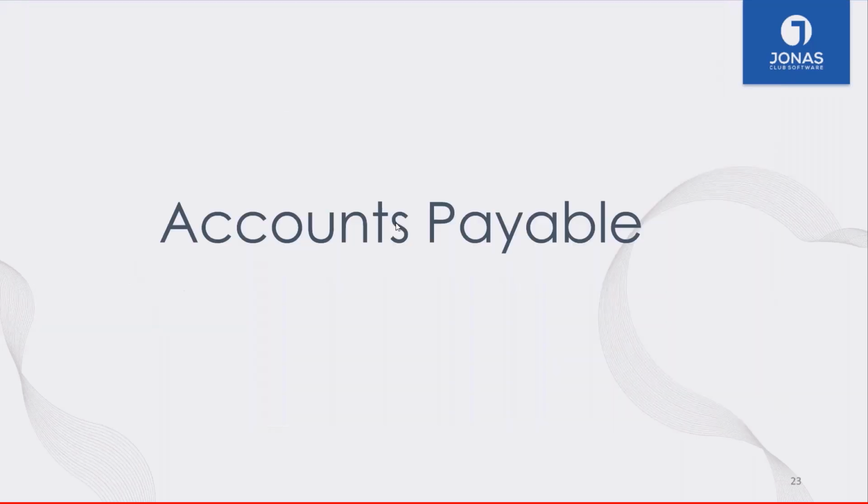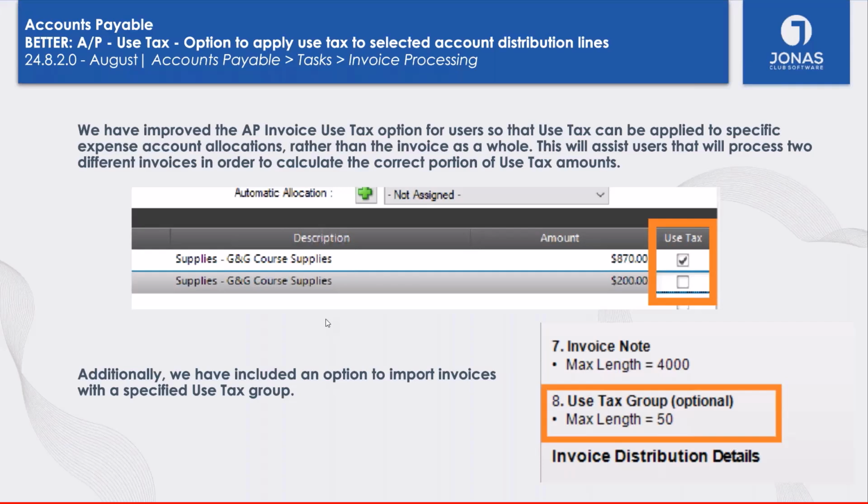Okay, moving on to accounts payable. So one of the changes we did to invoice processing is the introduction of a use tax per account allocation. One thing that we were receiving were requests to apply various use tax amounts on an invoice. Previously, it was a calculated use tax based on the entire invoice amount. This would force users to enter multiple invoices when one invoice had some use tax applied and a portion of it was not applying to use tax.